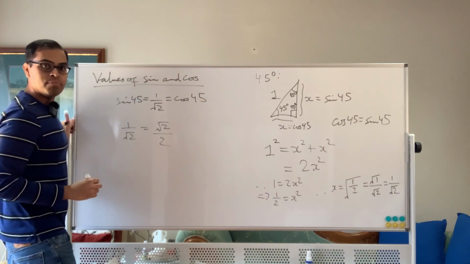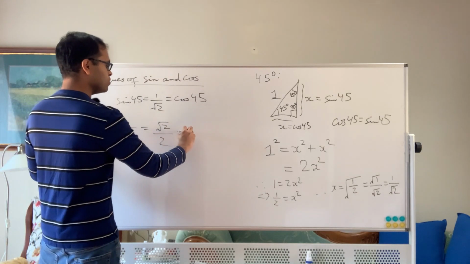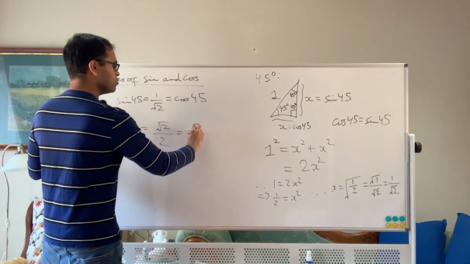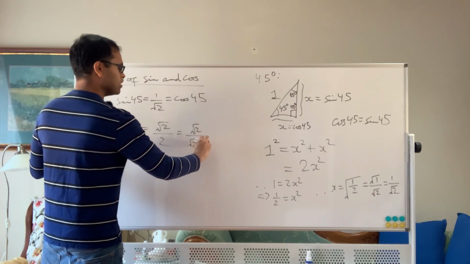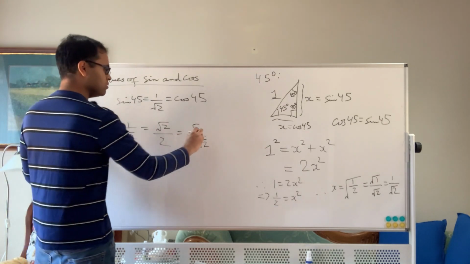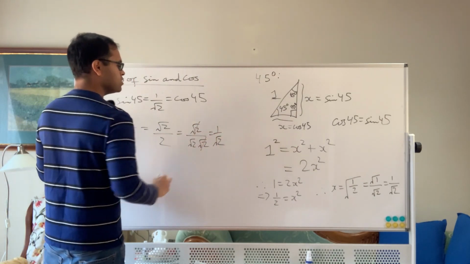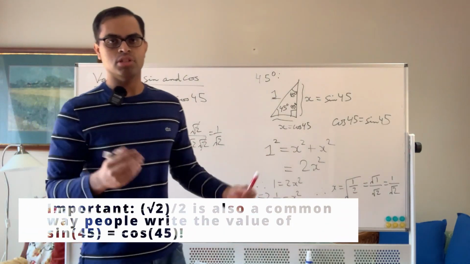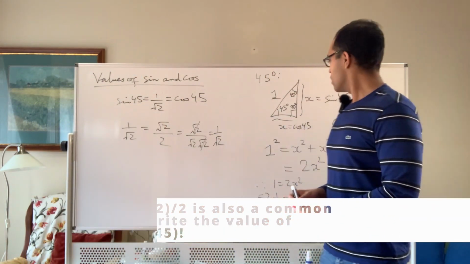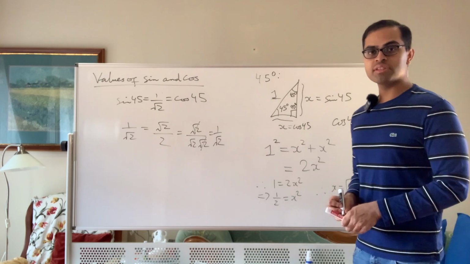Sometimes you'll see that in tables, because 2 is equal to root 2 times root 2, right? If you multiply root 2 with itself, you get 2. So therefore, you can cancel this off and also say this is 1 over root 2. So sometimes people will write it as root 2 over 2, just to show you it's the same thing. Okay, so that's sine 45 and cosine 45.